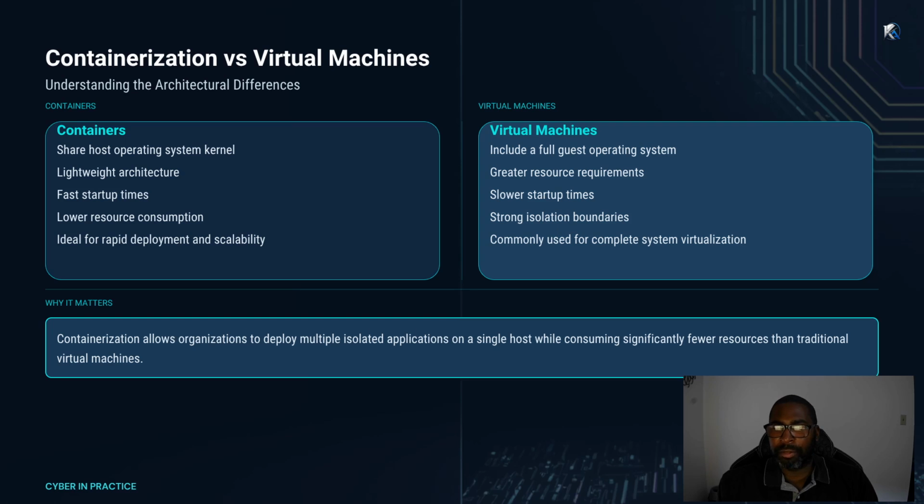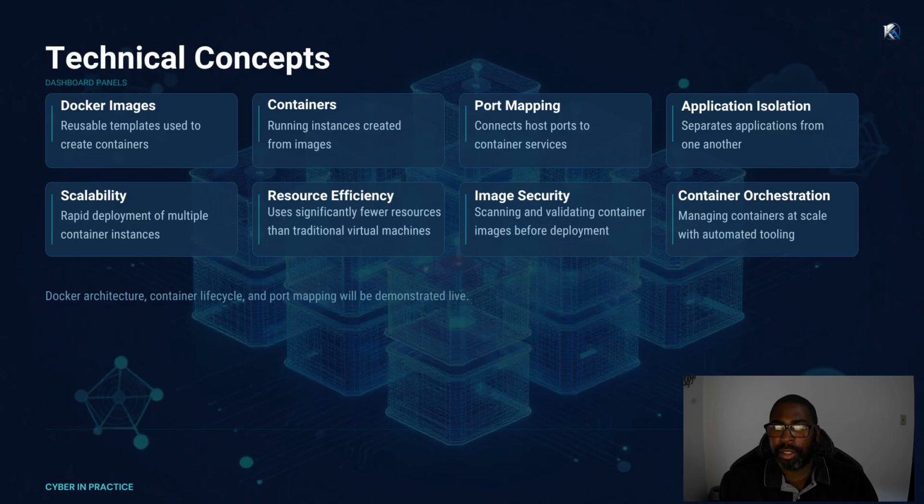With that architecture difference in mind, let's review a few technical concepts you'll see during today's demonstration. You'll see Docker images, containers, port mapping, application isolation, and scalability. These concepts work together to make containerized applications efficient and easy to manage.